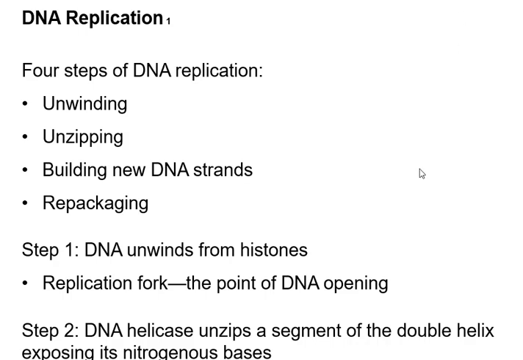The name of the enzyme that unzips the DNA is called DNA helicase. That kind of makes sense because it's a helix. You talk about the DNA helix, and anytime you see ASE, you know you have an enzyme. So you know that this enzyme is doing something to the DNA helix. In this case, it's unzipping part of it so that you can copy both sides of the DNA.